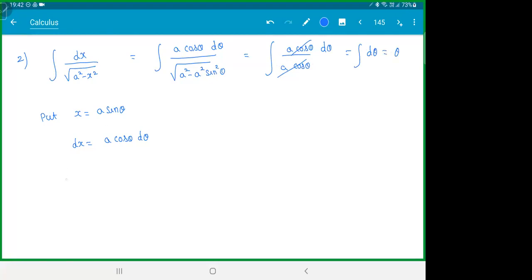And from here I know sine theta is x by a. So theta is equal to sine inverse x by a. So this result will be sine inverse x by a. Actually, if you can remember the result, that will also be good. But like I said, it will come in the 8th or 9th chapter. By that time, you won't remember this. I'll teach you again then. This is the result for this.